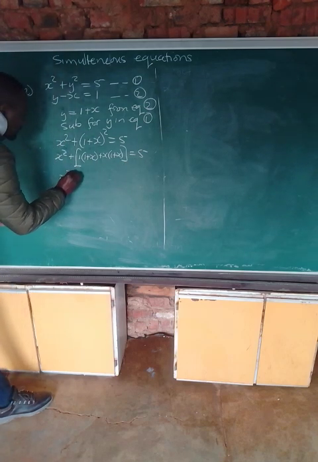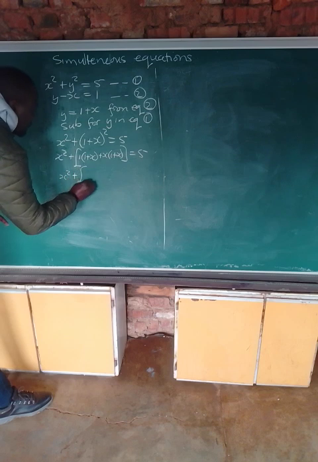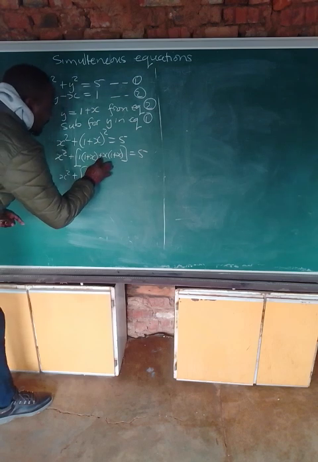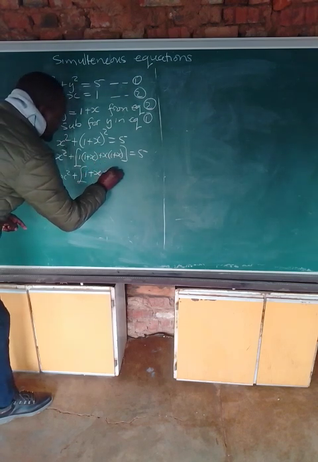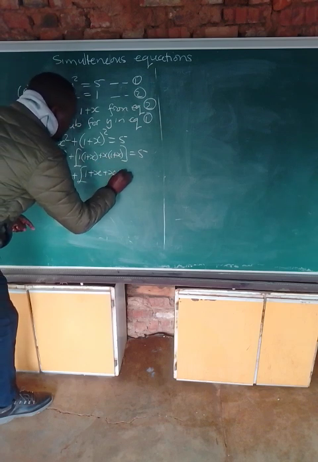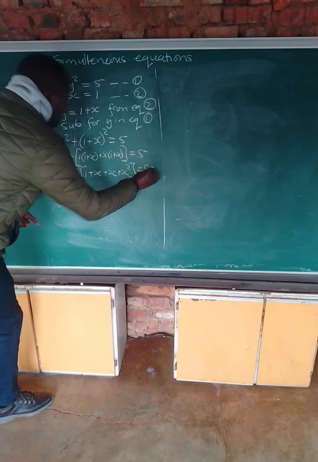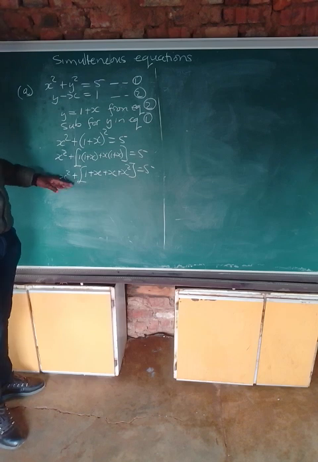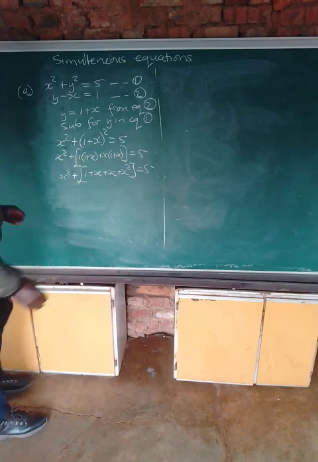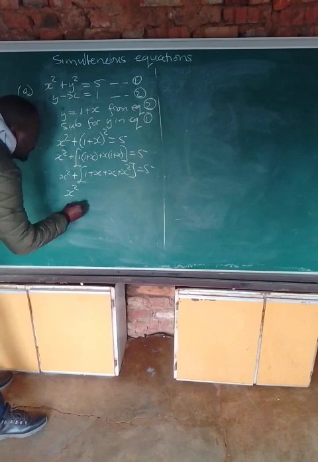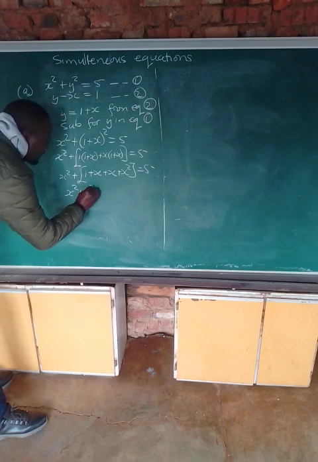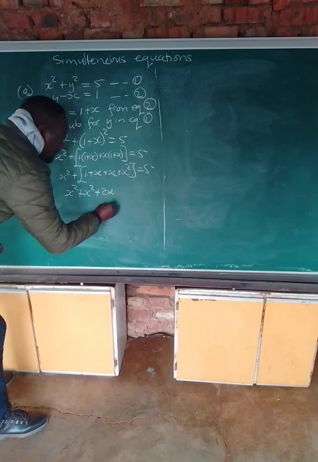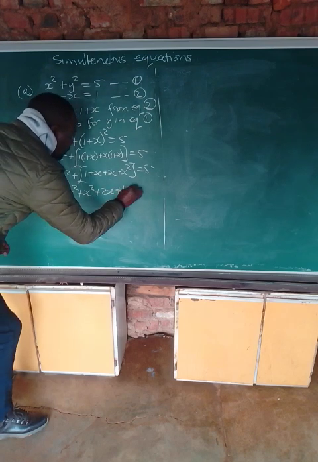So this is x squared plus 1 times 1. What do we get? We get 1. 1 times x, what do we get? Plus x. 1 plus x times 1, we get plus x again. x times x, we get plus x squared is equal to 5. Since there is a positive sign outside the bracket, nothing changes in this bracket. So now we have x squared plus x squared plus 2x plus 1 is equal to 5.